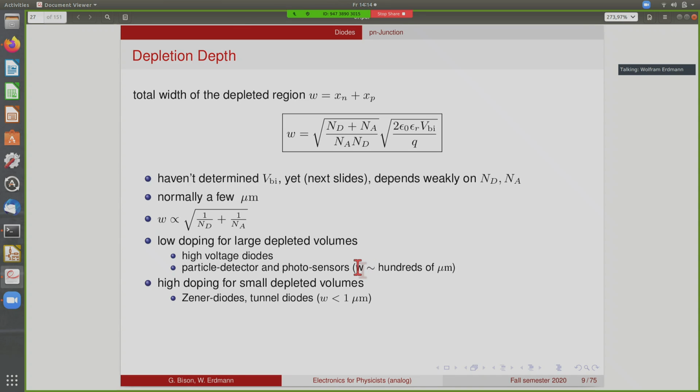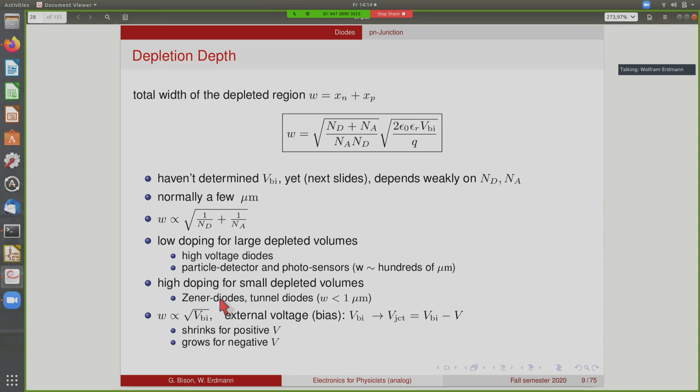On the other hand, if you make these dopings very, very high, you get very small depleted regions, less than a micron. And this is also exploited in some devices, in so-called Zener diodes or tunnel diodes, where you want this depleted volume to be very small, smaller than a micron in these devices.